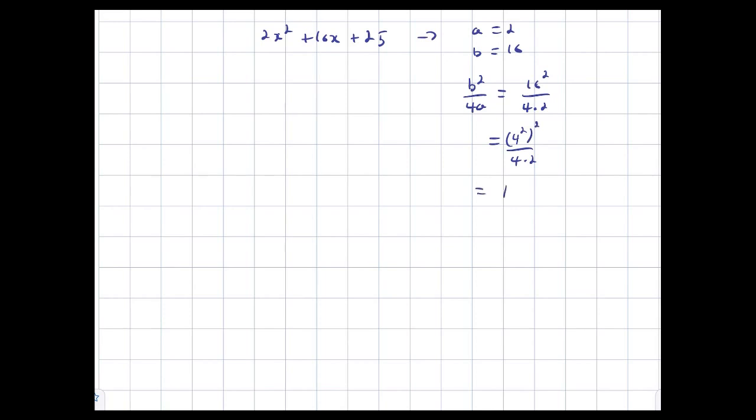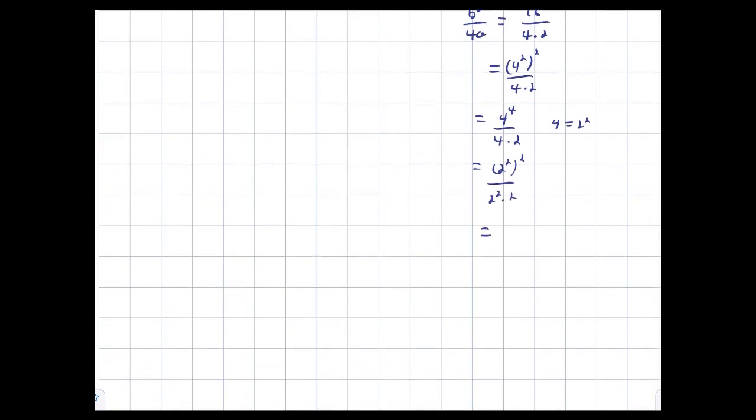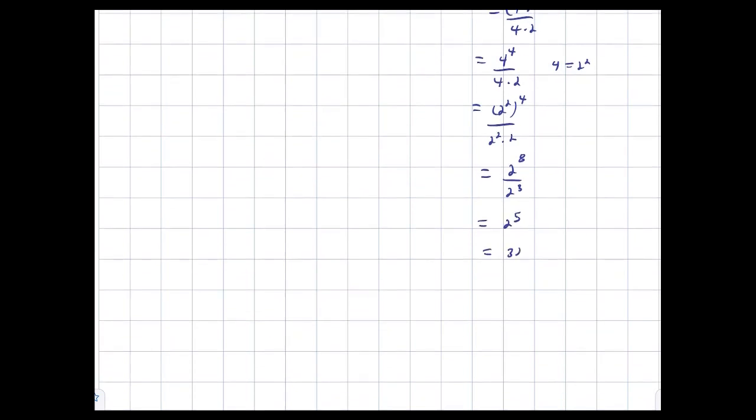Or I can write this as 4 to the power of 4 over 4 times 2 using my exponent laws, or because 4 is equal to 2 squared, I can write this as 2 squared to the power of 4 over 2 squared times 2, which will be 2 to the power of 8 over 2 to the power of 3, which is 2 to the power of 5, which is 32.